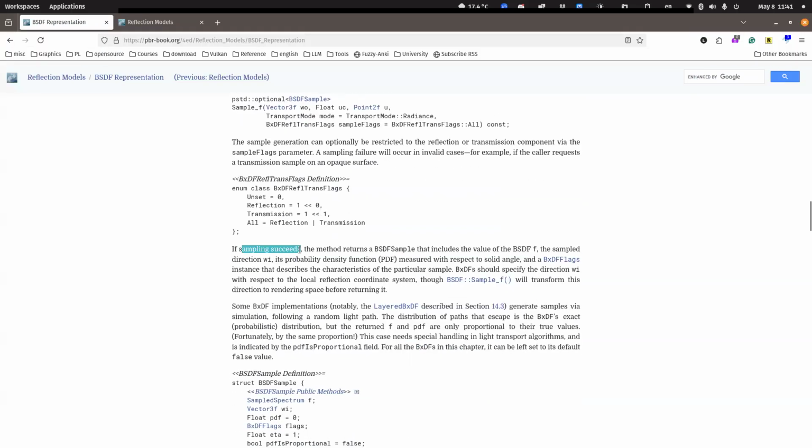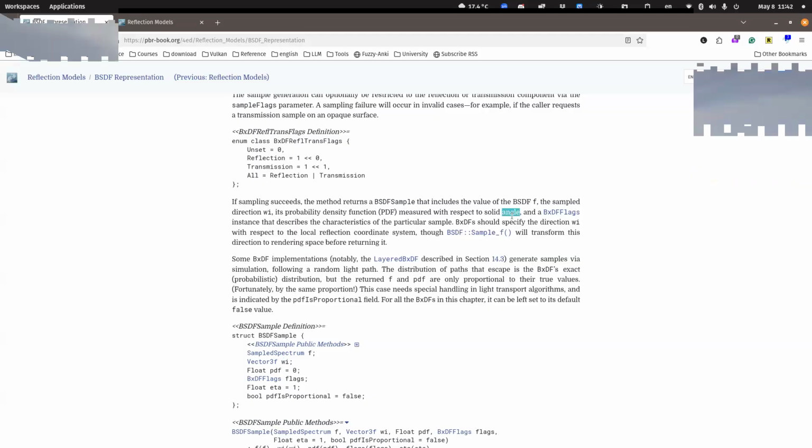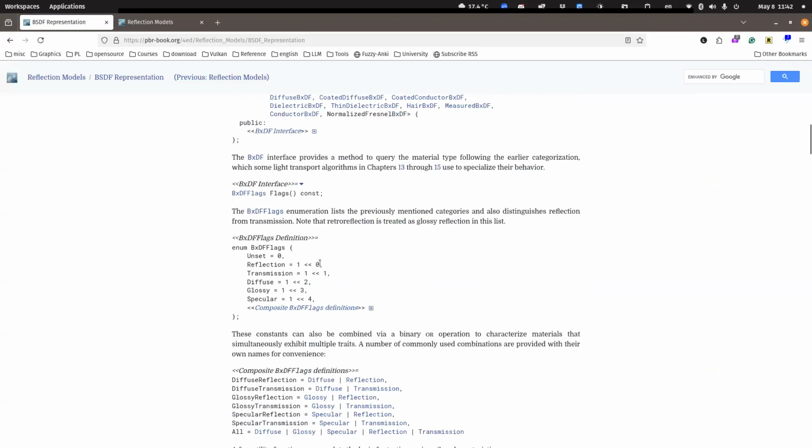If the sampling succeeds, the method returns a BSDF sample that includes the value of the BSDF F, so it's the spectrum, the sampled direction, the PDF measured with respect to the solid angle, and a flag to describe the characteristic of the particular sample. It's this flag.